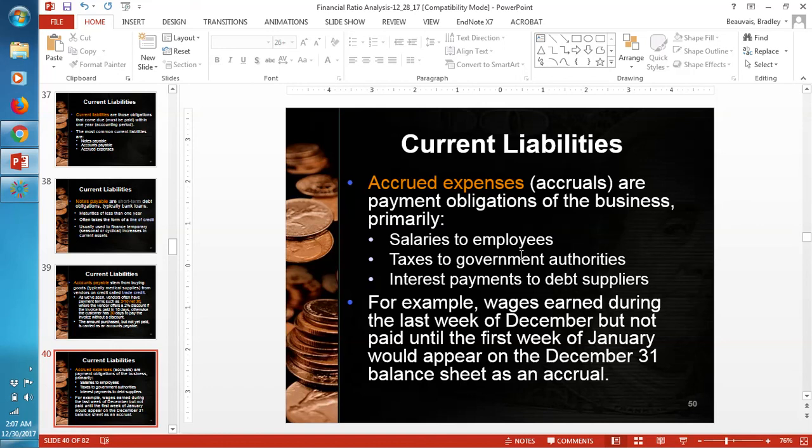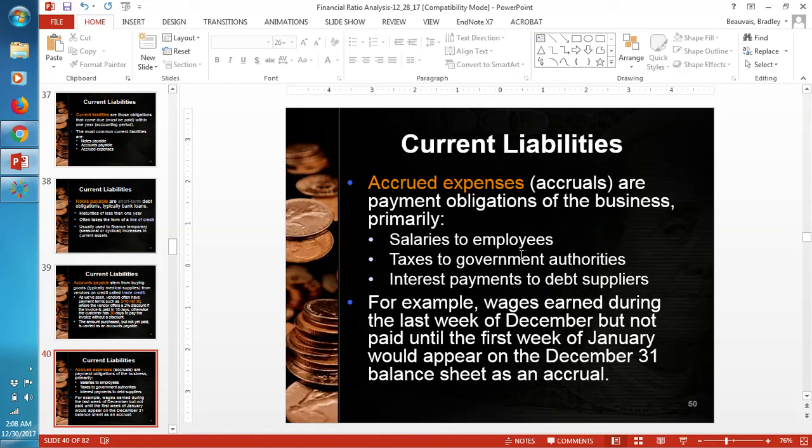So in this case, let's say I get paid on the 2nd and the 15th. Once we reach the end of the fiscal year, the organization owes me basically for the last half of December in terms of payroll, right? Well, I'm not going to get paid until the 2nd of January, so what the organization owes me is considered an accrued expense in terms of salaries payable.